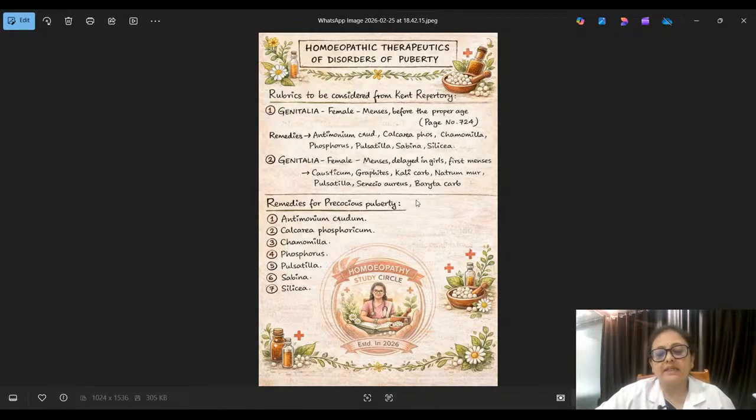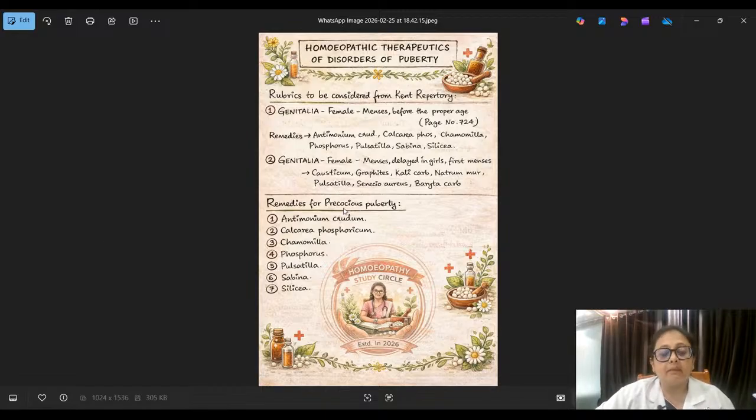See, first of all, I want to share one thing with you. Any remedy can be given for precocious puberty, delayed puberty, or any disease symptoms if the rubrics match and if the materia medica matches. Any remedy can be given. These are only examples.